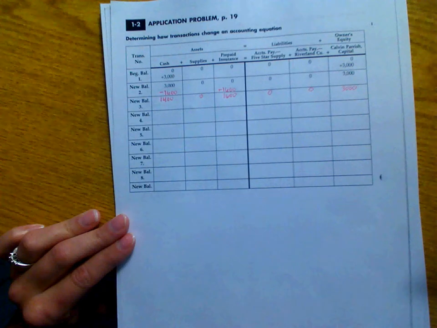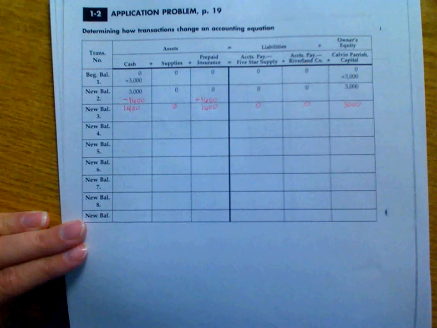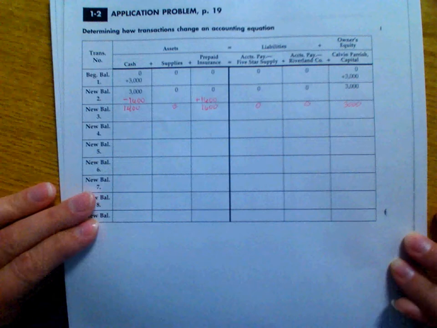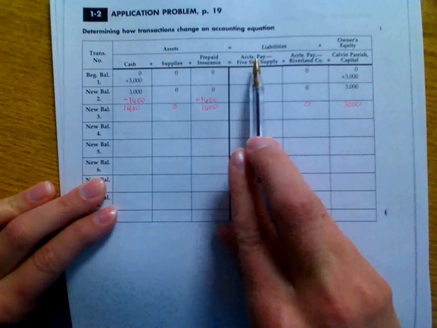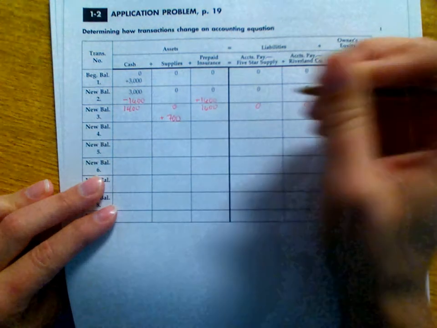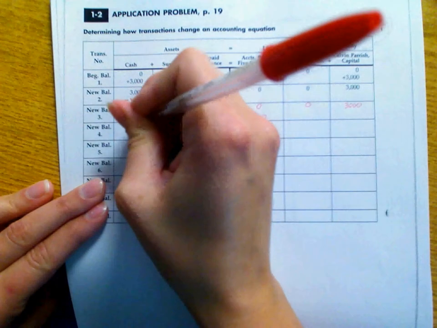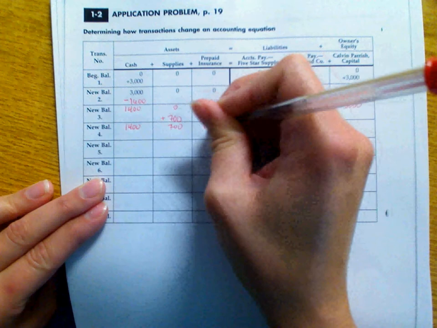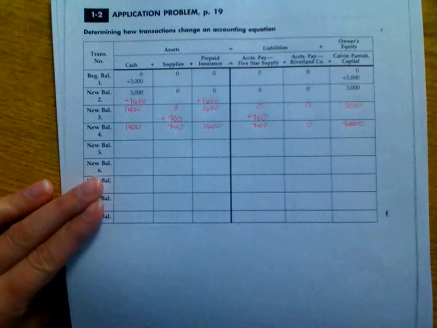I didn't subtract 3,000. Do you want me to zoom in? There we go. All right, number 3, we bought supplies on account from 5-Star Supplies, $700. So, what 2 accounts? Supplies and accounts payable, which one? 5-Star. So, we're going to increase supplies by $700. We're going to increase the amount we owe on accounts payable, $700. And then we figure the new balance. So, $1,400, $700, $1,600, $700, 0, $3,000. Has everybody been right so far?